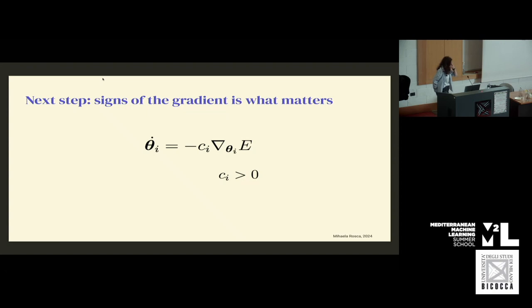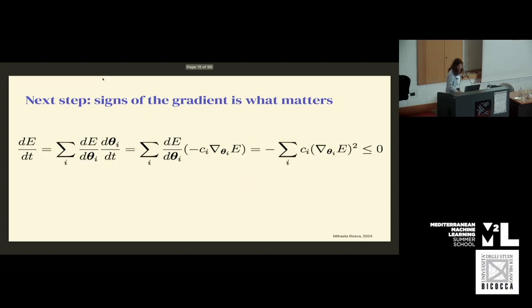And again, an easy way to see that is using continuous time. So now I'm deriving a new ODE where for each parameter, I'm saying you can move in the direction of the negative gradient with some positive coefficient. So I'm changing the speed, but I'm keeping the sign of the gradient because c_i is positive. And then we can do the exact same trick as we did before, and we can again prove that the loss function goes down. So this is a very quick way to remember why the sign is what matters with gradient descent.